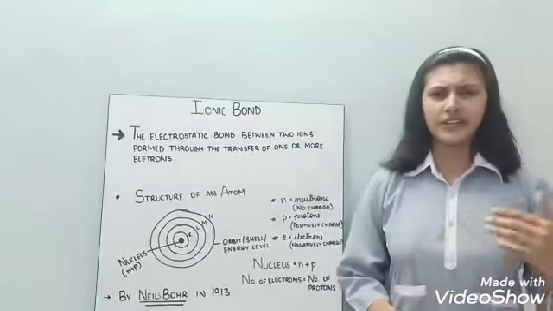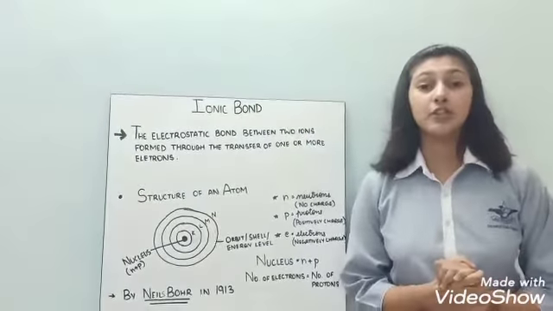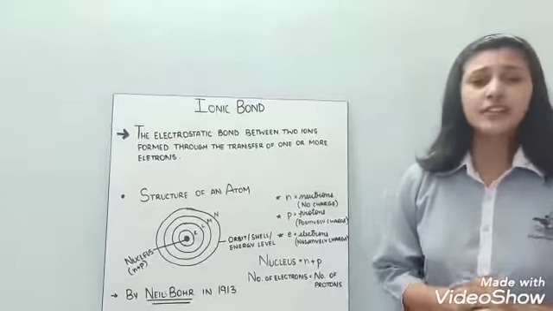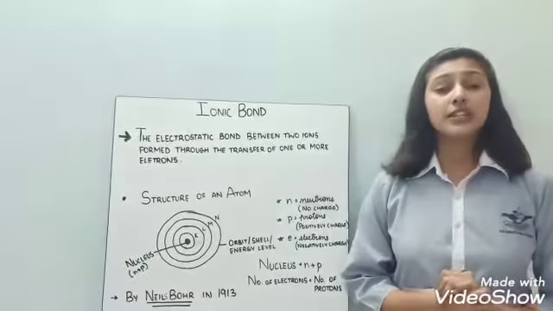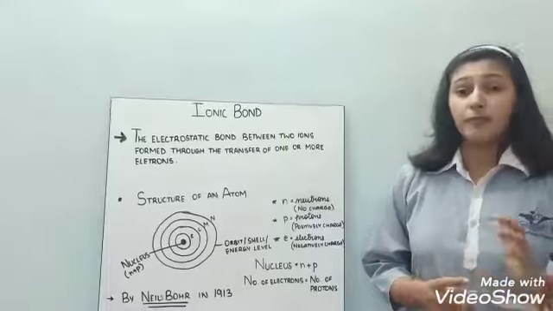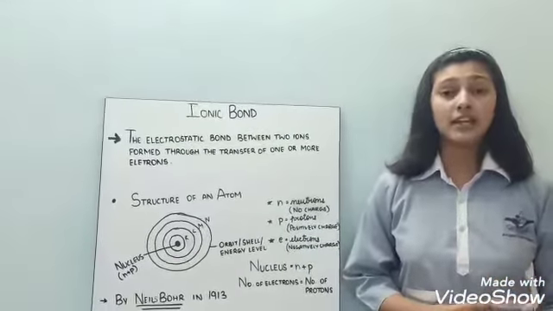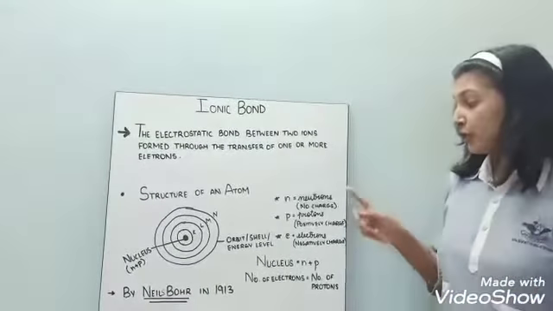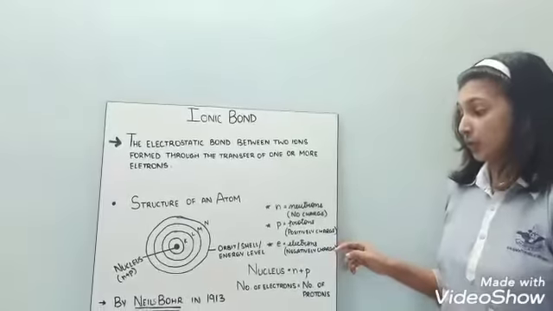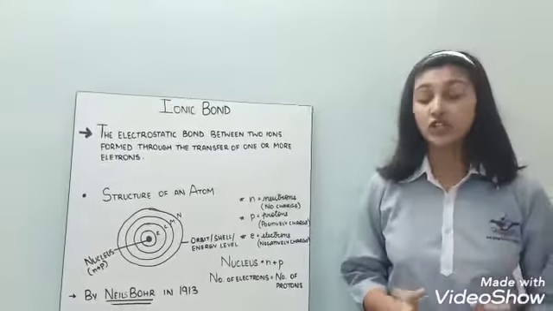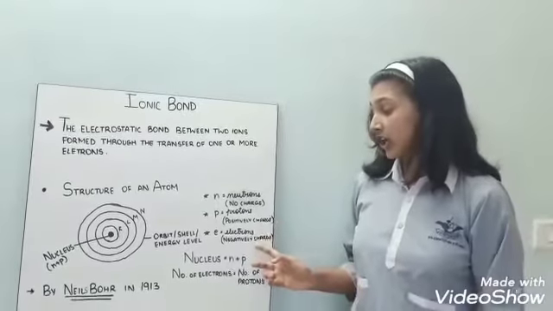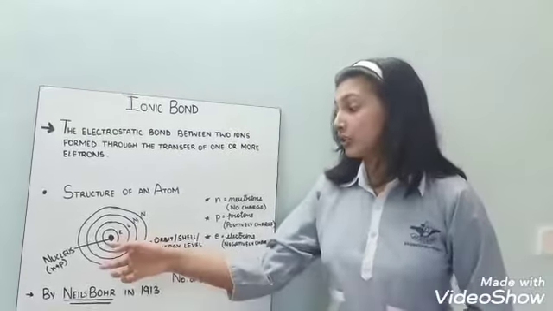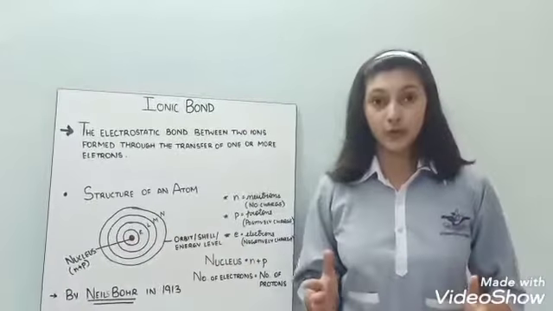bond. Before getting deep into ionic bond, let us recapitulate what we have learned in class 9th, that is the structure of atom. Niels Bohr in 1913 found how an atom is likely to look. The atom is made up of three things: neutrons, protons and electrons. Neutrons don't have any charge. Electrons are negatively charged and protons are positively charged. In the center of the atom is the nucleus, which contains neutrons and protons.